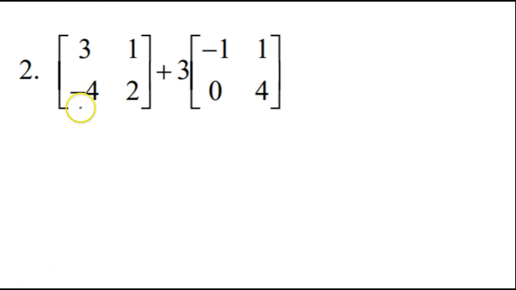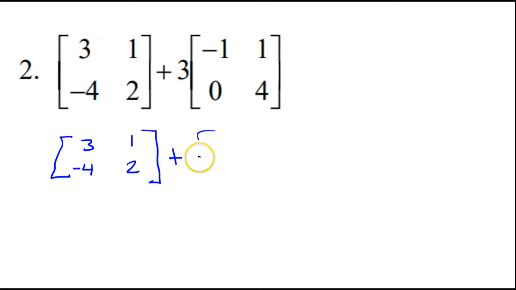So for number 2, we have to not only add, but we have a scalar multiplication. When you multiply a matrix by a number, that's called a scalar. So I'm just going to keep the first matrix as it is. But for the second matrix, I will go ahead and do the scalar multiplication. So this will be negative 3 and 3 and 0 and 12. All right, I just multiplied all of the elements by 3.